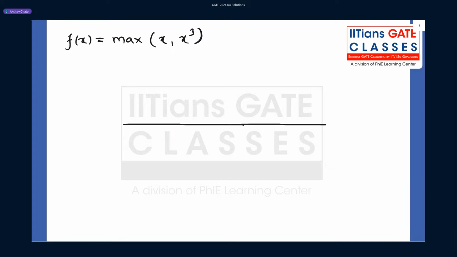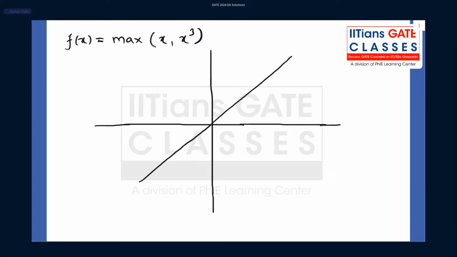So let's say this is our x-axis and this is our y-axis, and we all know that y equal to x represents a line having a slope of 1, or 45 degrees. So this is your line which represents y equal to x, assuming this is your x-axis and this is your y-axis, which is the standard convention. Then there is another function, y equal to x cube. These two functions intersect at +1 and -1.